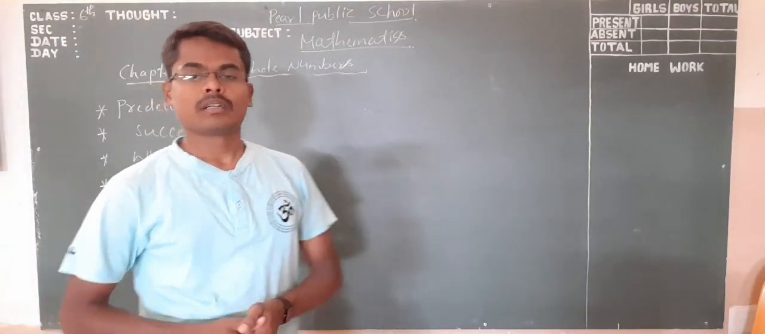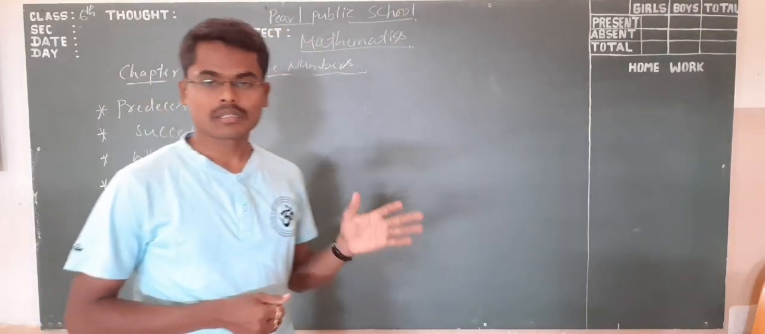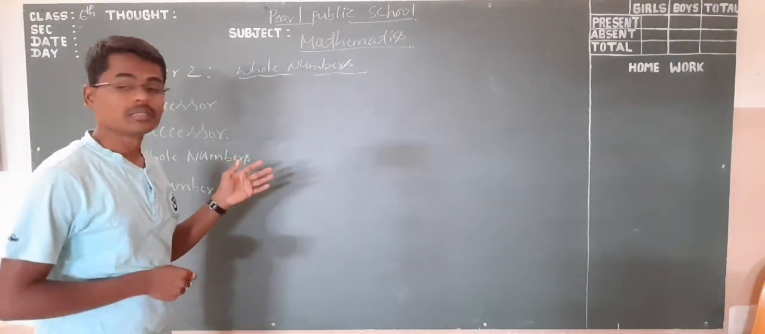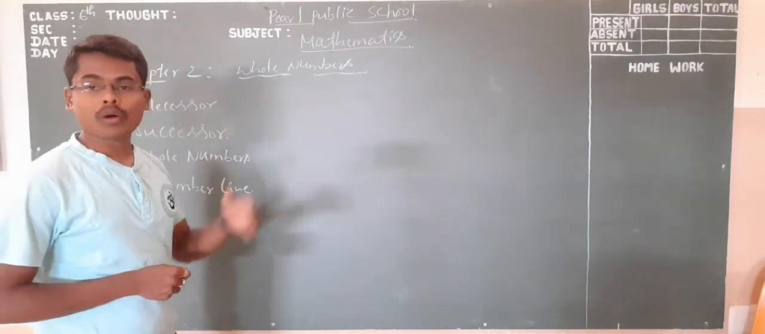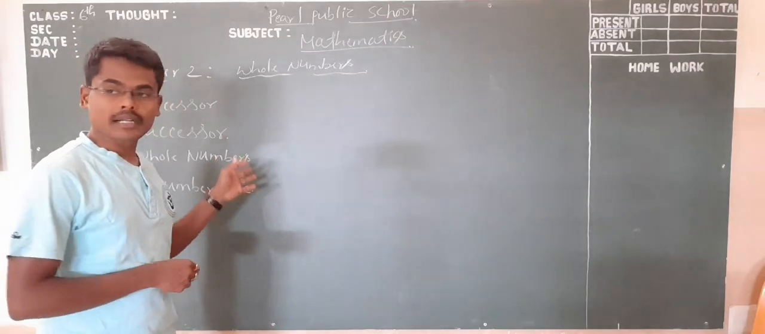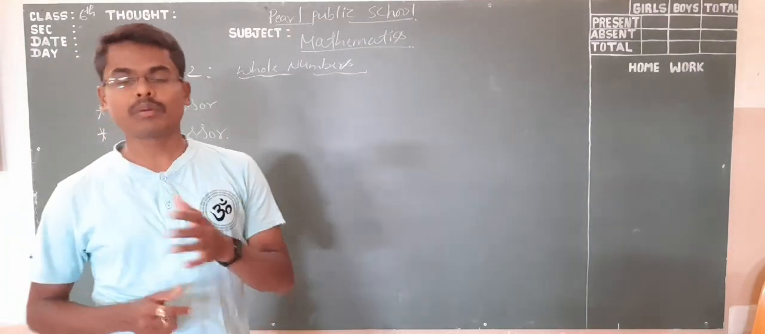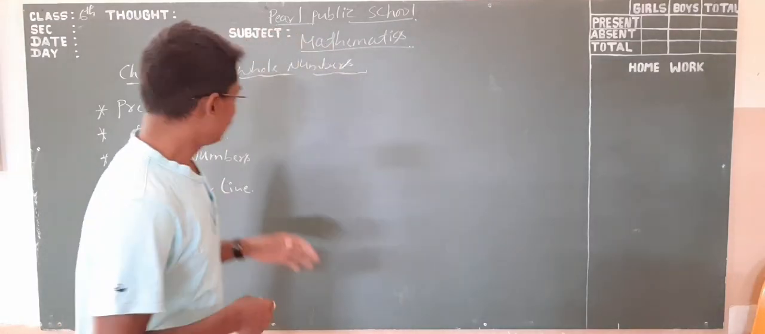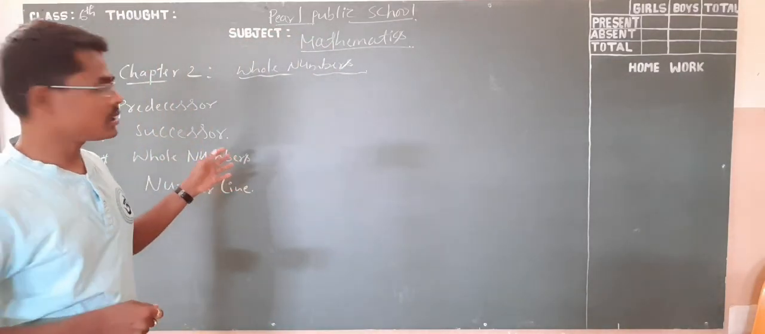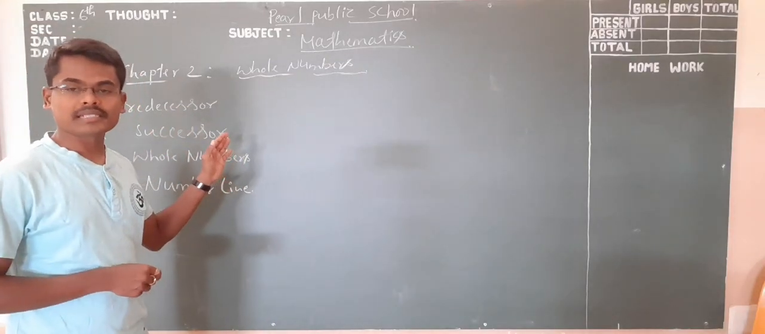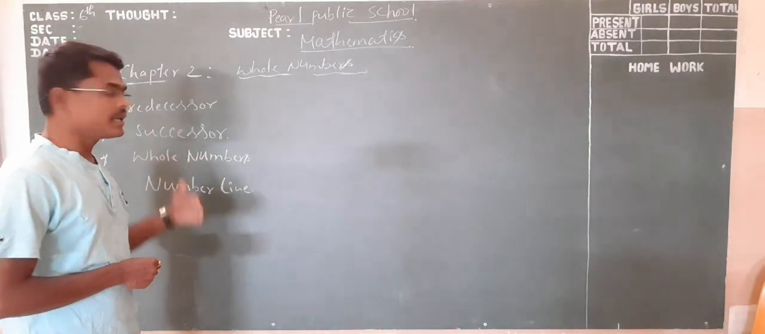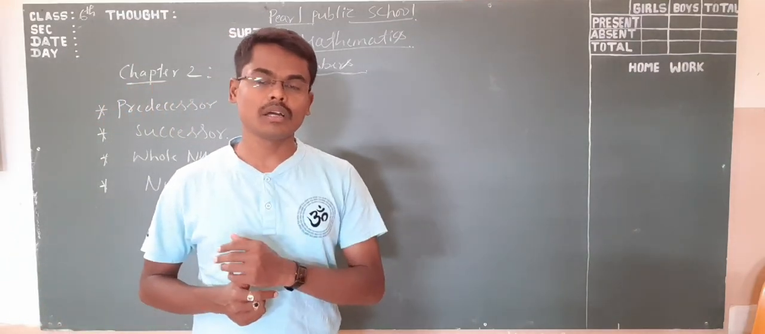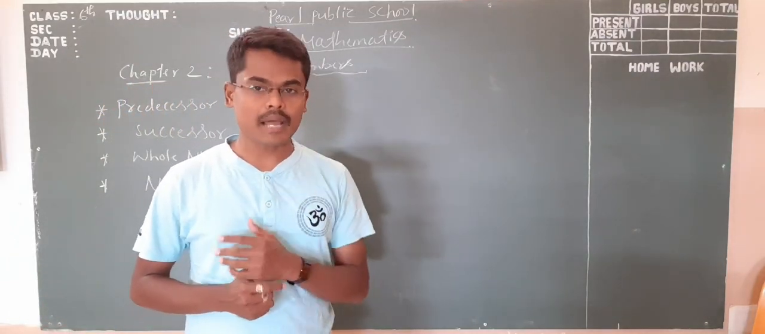Good morning, students. Now we are going to discuss the second chapter in your mathematics, that is chapter number 2, whole numbers. Right? In that, we are going to discuss some important topics that are related to whole numbers. Now look at the board, what I have written here. The very first, predecessor, then the next one is successor. To understand the predecessor and the successor, we need to go through some examples.